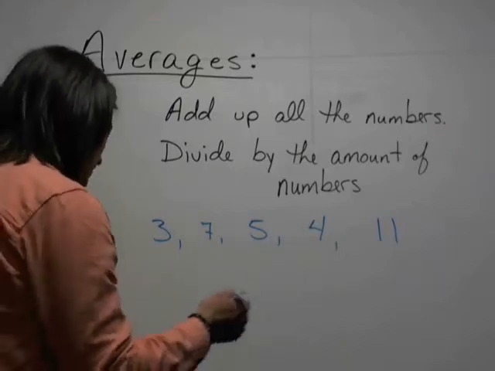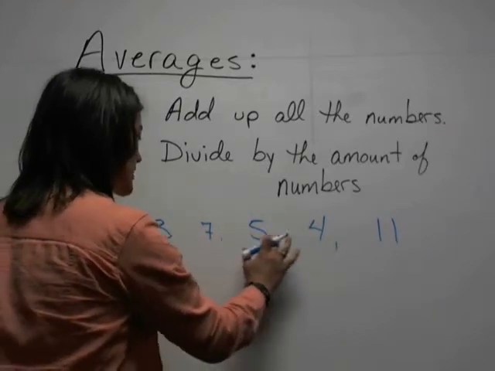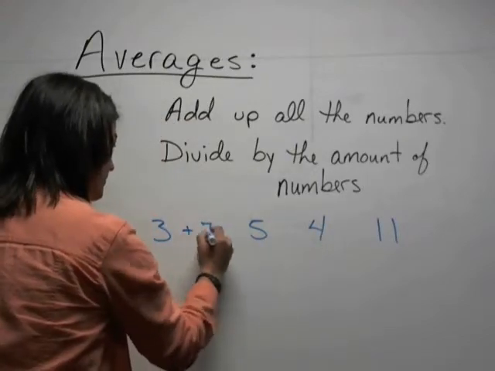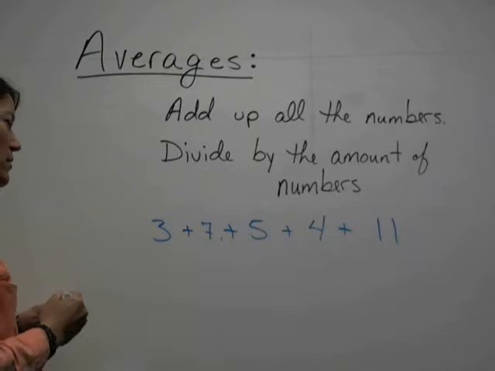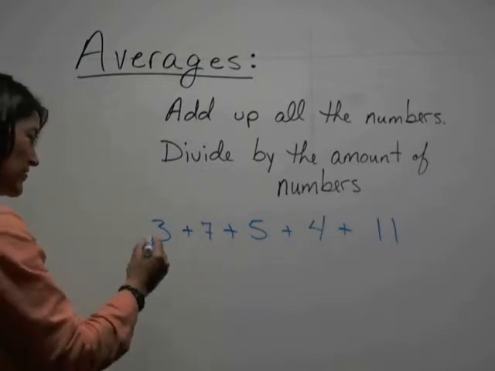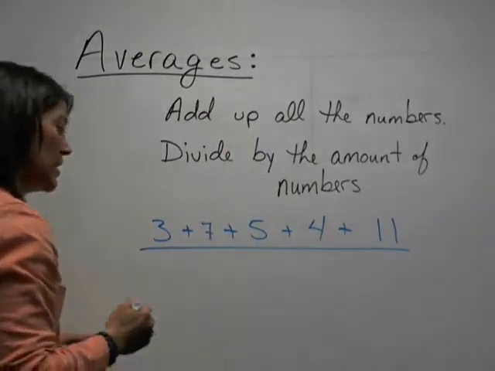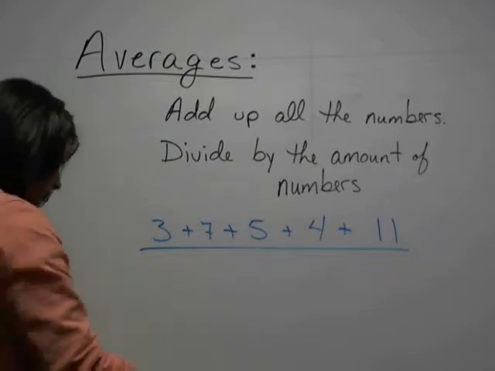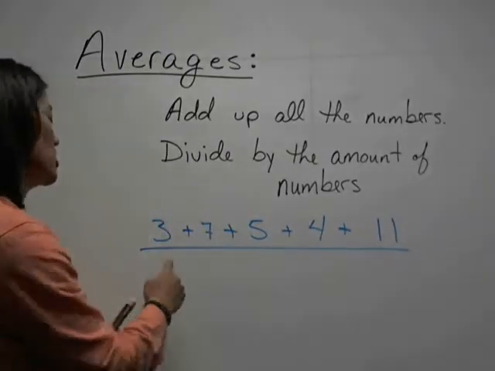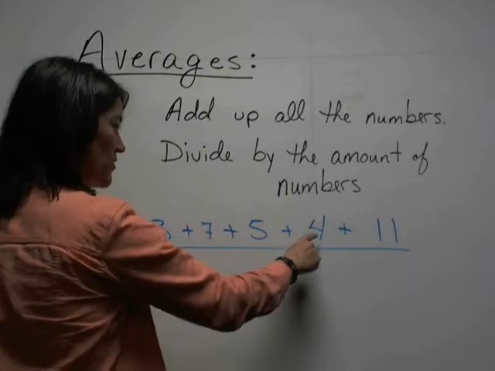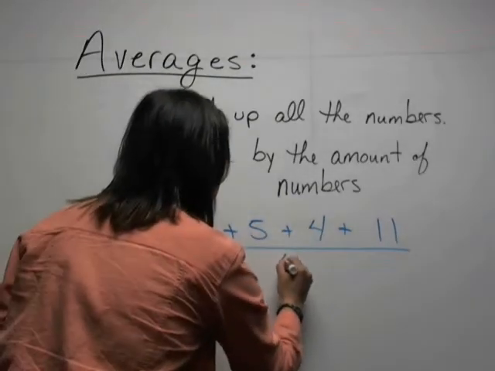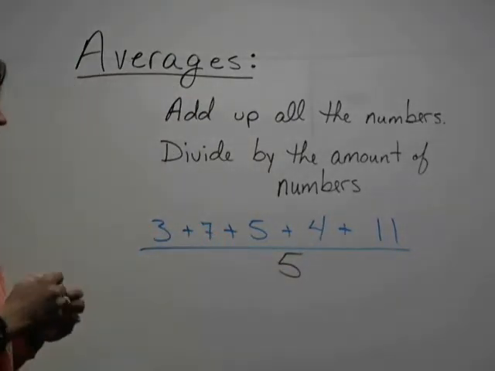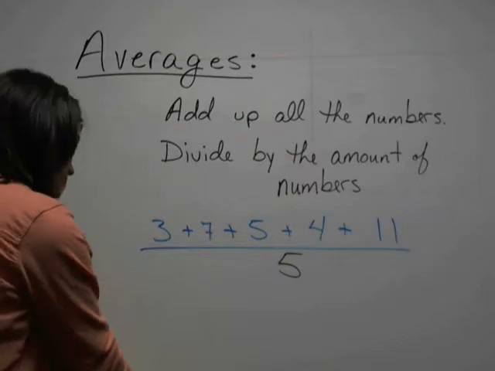So in order to find that out, we're going to take each of these numbers and we're going to add them. And then we divide, so we write that as a fraction, by how many numbers we have. Well, how many days did we work on things? 1, 2, 3, 4, 5. We have 5 different numbers, so that's what we divide by. So now we add up the top and divide by that 5.